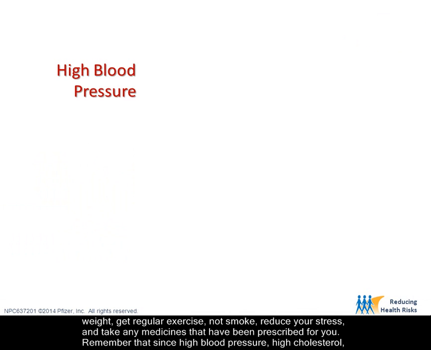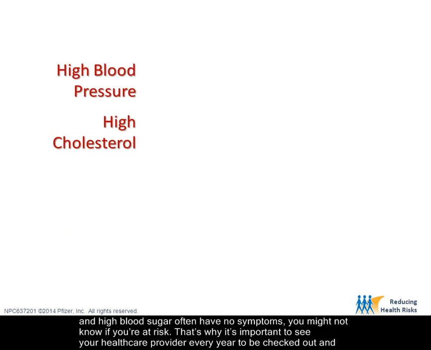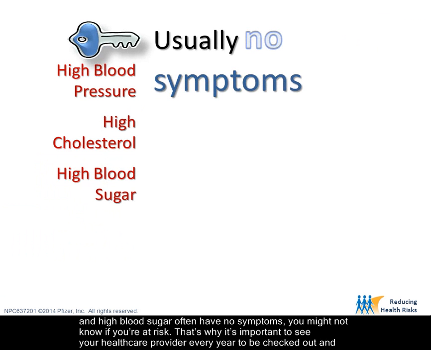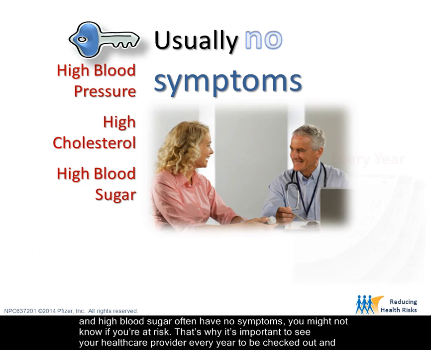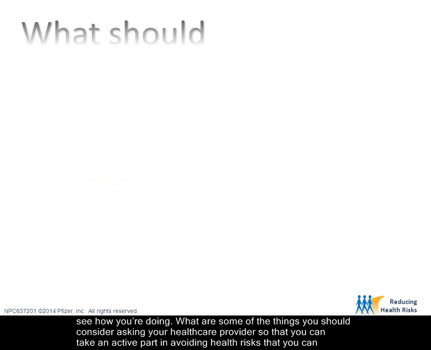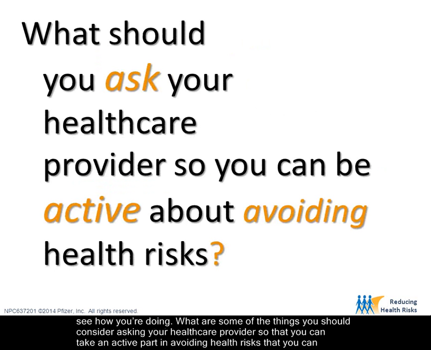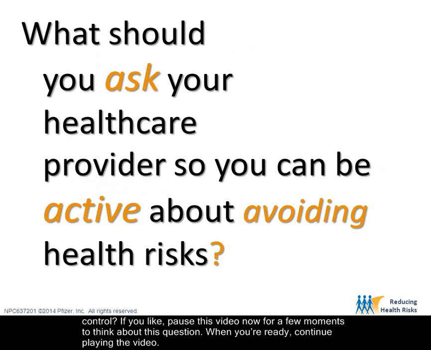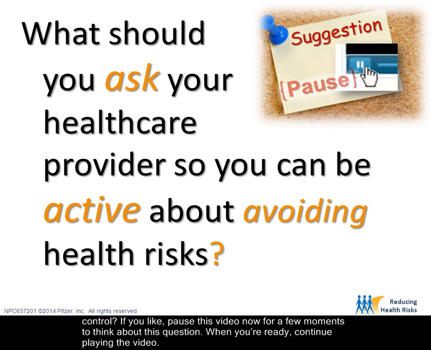Remember that since high blood pressure, high cholesterol, and high blood sugar often have no symptoms, you might not know if you're at risk. That's why it's important to see your healthcare provider every year to be checked out and see how you're doing. What are some of the things you should consider asking your healthcare provider so that you can take an active part in avoiding health risks that you can control? If you like, pause this video now for a few moments to think about this question. When you're ready, continue playing the video.